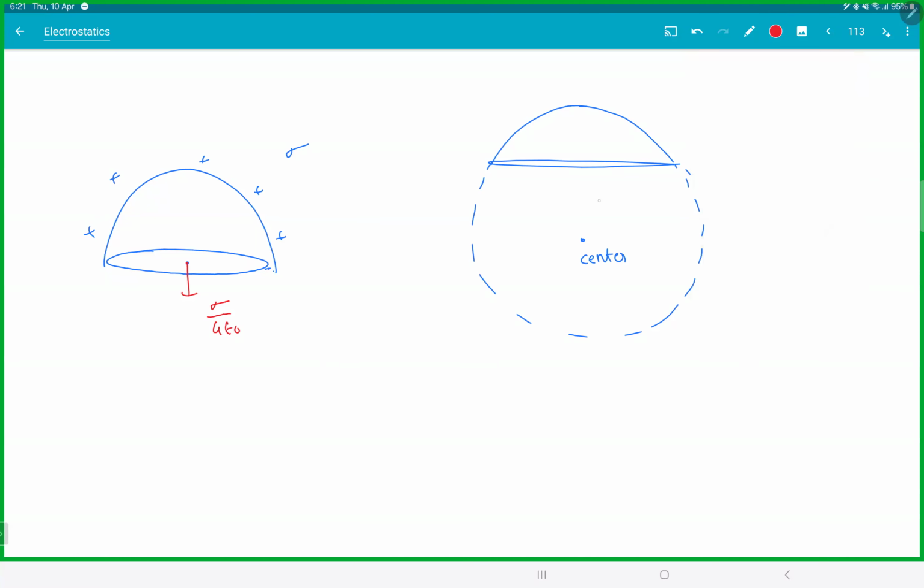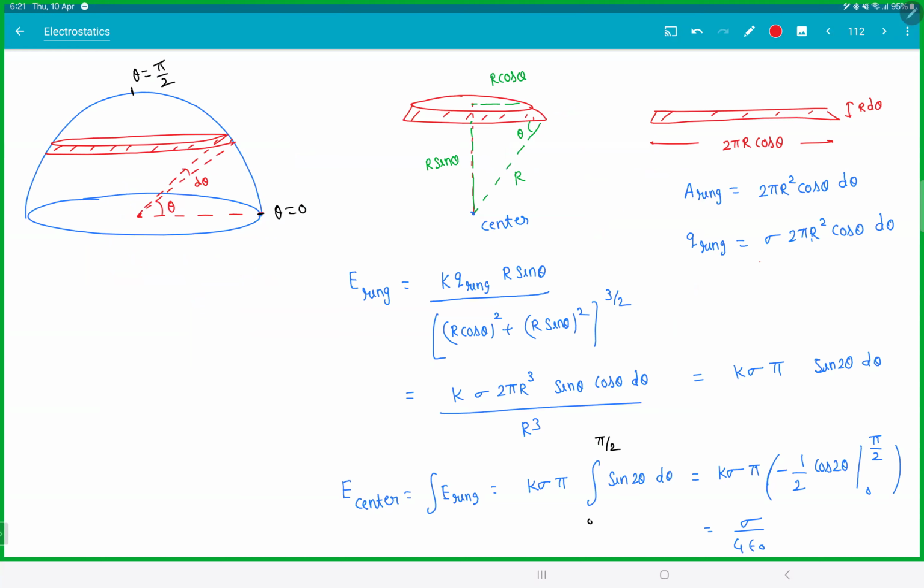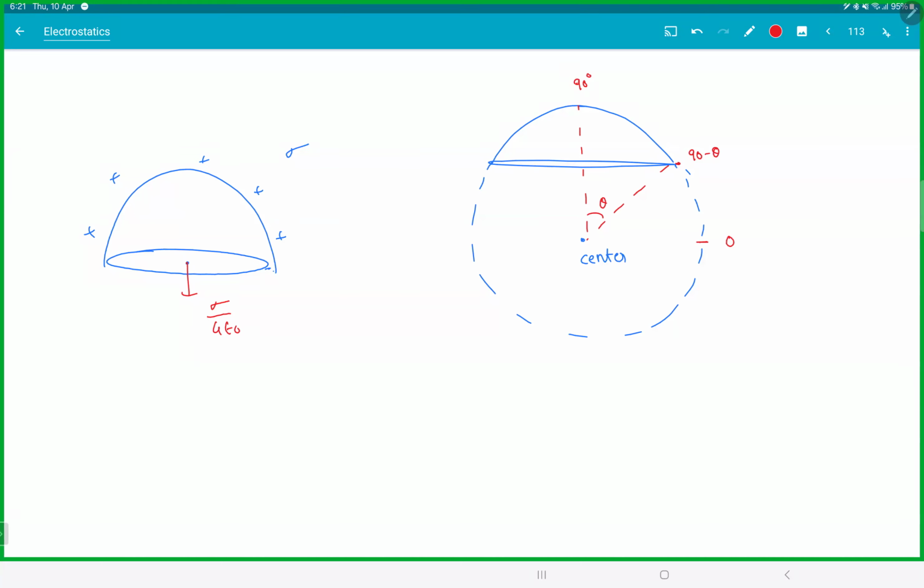What will change here? The limits will change. Suppose this is theta. Remember, you took theta as 0 here, so this will be 90 minus theta, and this limit will be 90 degrees. So in this integration, the limits will be from 90 minus theta to 90. So you will do that, and the result will be E is equal to sigma by 8 epsilon times (1 minus cos 2 theta). Clear with that? Where theta is the vertical angle there.